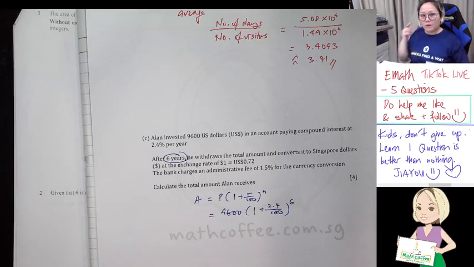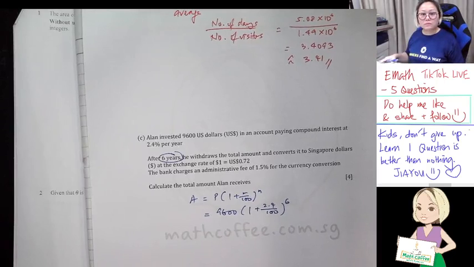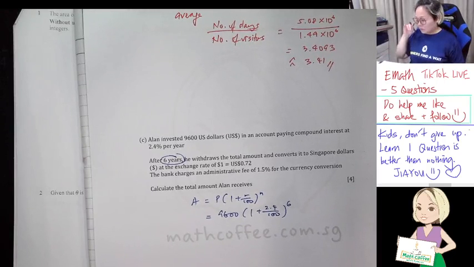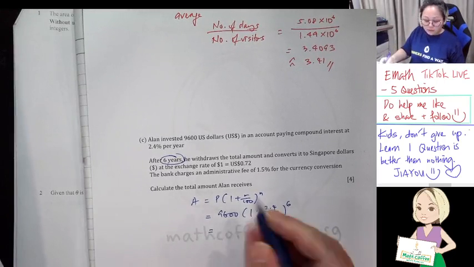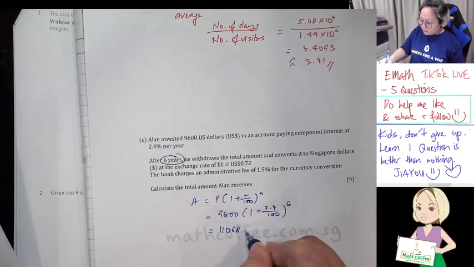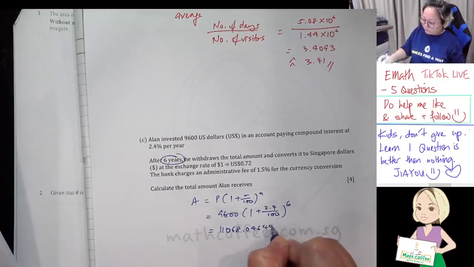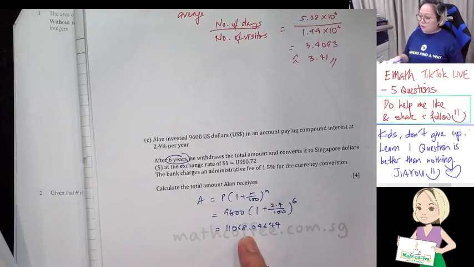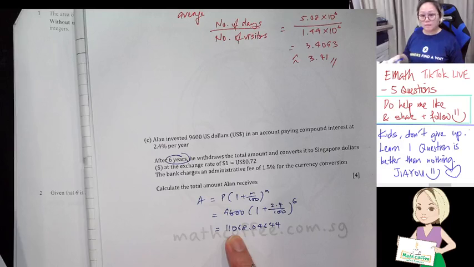Okay, then after that, what do I do? Then I will just press calculator, of course. We get 11068.04644. That means when he invests this amount, he will get this amount after 6 years.